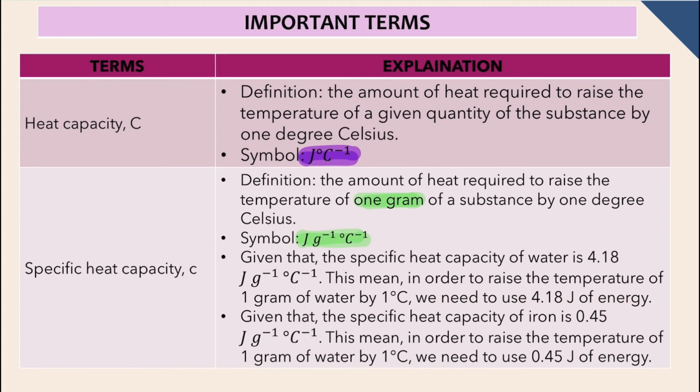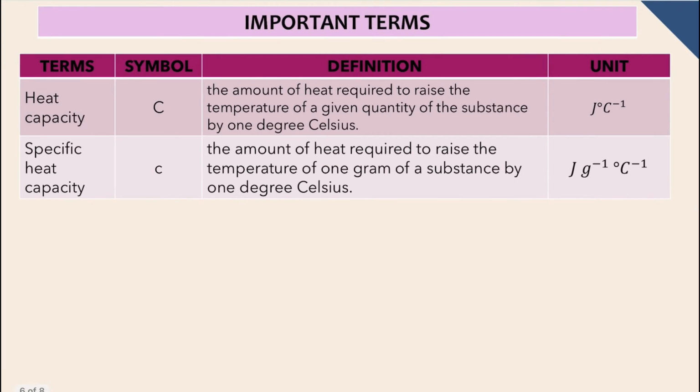Sama juga case untuk iron, yang mana specific heat capacity adalah 0.45 joule per gram per degree Celsius. So meaning to say, in order to raise the temperature of 1 gram of iron by 1 degree Celsius, we need to use 0.45 joule of energy. So jadual ini menunjukkan rumusan bagi heat capacity dan juga specific heat capacity daripada segi simbol, definisi dan juga unit.